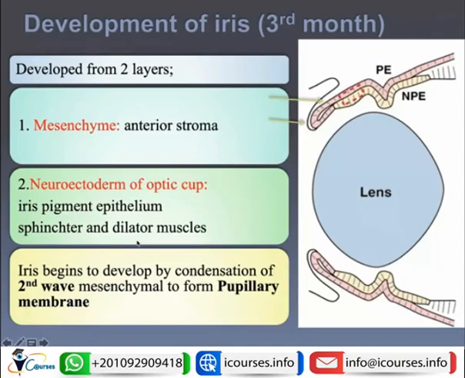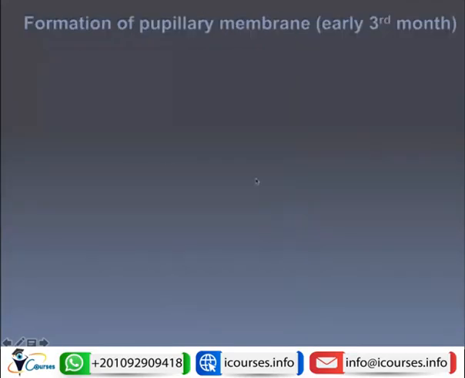So this is one of the common questions to confuse you in the exam. You think that all muscles develop from the mesoderm, like the extraocular muscles, for example, but the sphincter and dilator pupillae muscles develop from the neuroectoderm. So when does the iris start to form? This occurs by the initiation of the second wave. We said that the second wave of mesenchyme will form the pupillary membrane. Once the pupillary membrane is formed, it will fuse with the iris, leading to development of the iris.